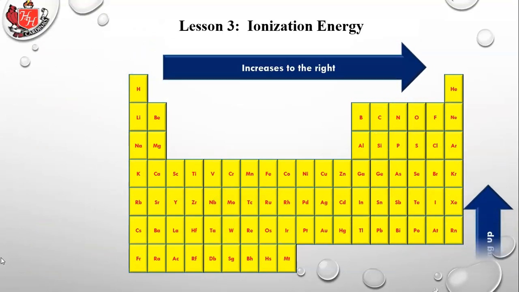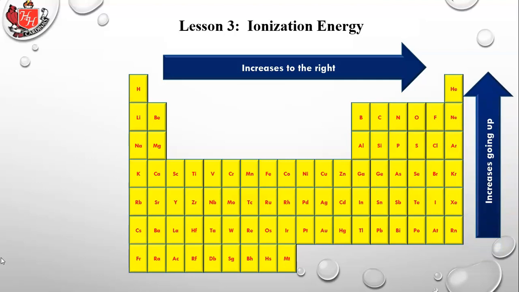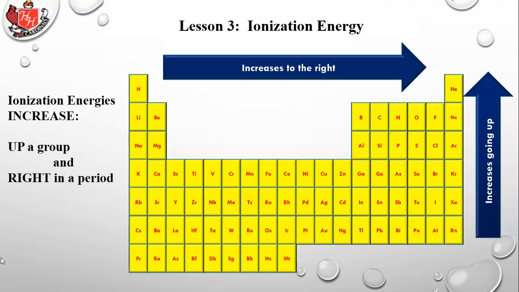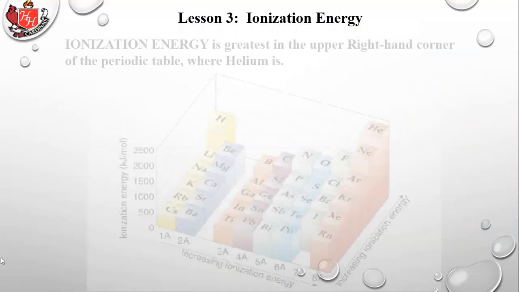So ionization energy increases to the right and as you go up the periodic table. So the highest ionization energies, that means the atoms that it's the most difficult to pull electrons away from, they're the strongest, are in the upper right hand side of the periodic table. Ionization energy increases up a group, that's up a column, and right across a row in the periodic table.